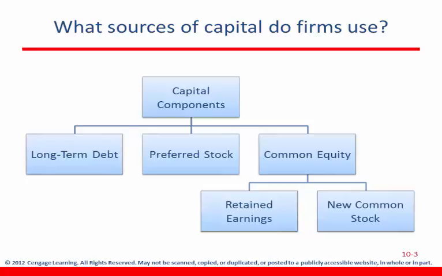But nonetheless, those are the 3 parts, and with common equity, sometimes you may see that broken up as retained earnings and new common stock, but I'm not going to worry about that too much on the exam. I'm just going to focus on long-term debt or debt, preferred stock, and common equity or common stock.